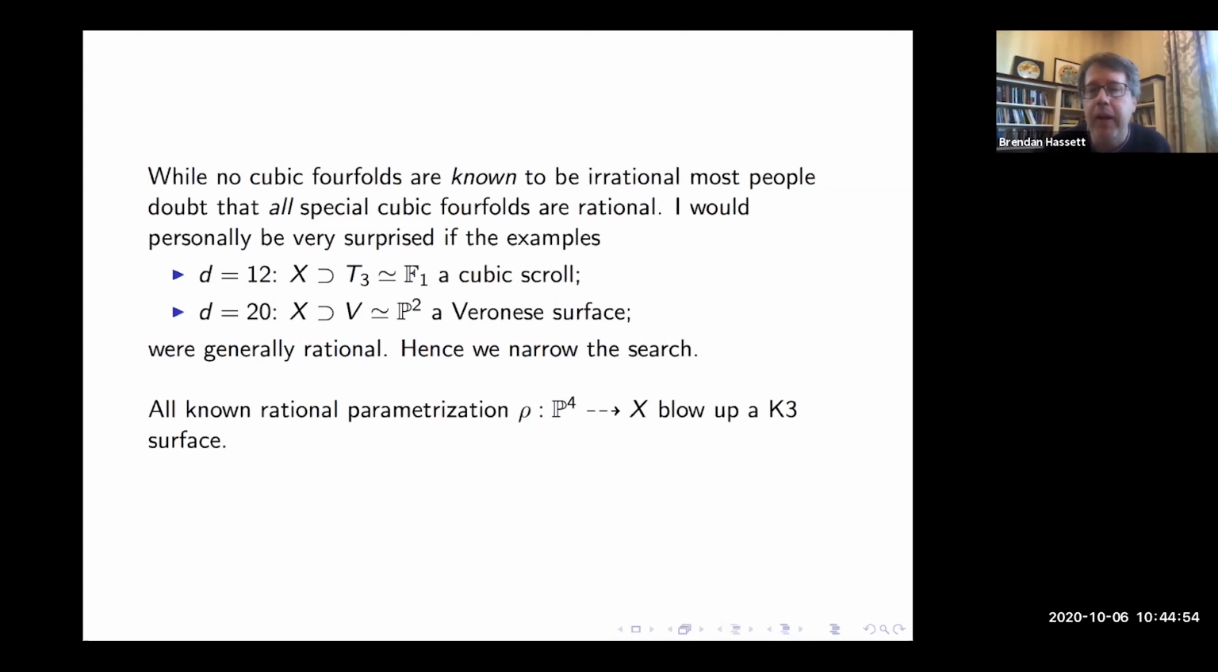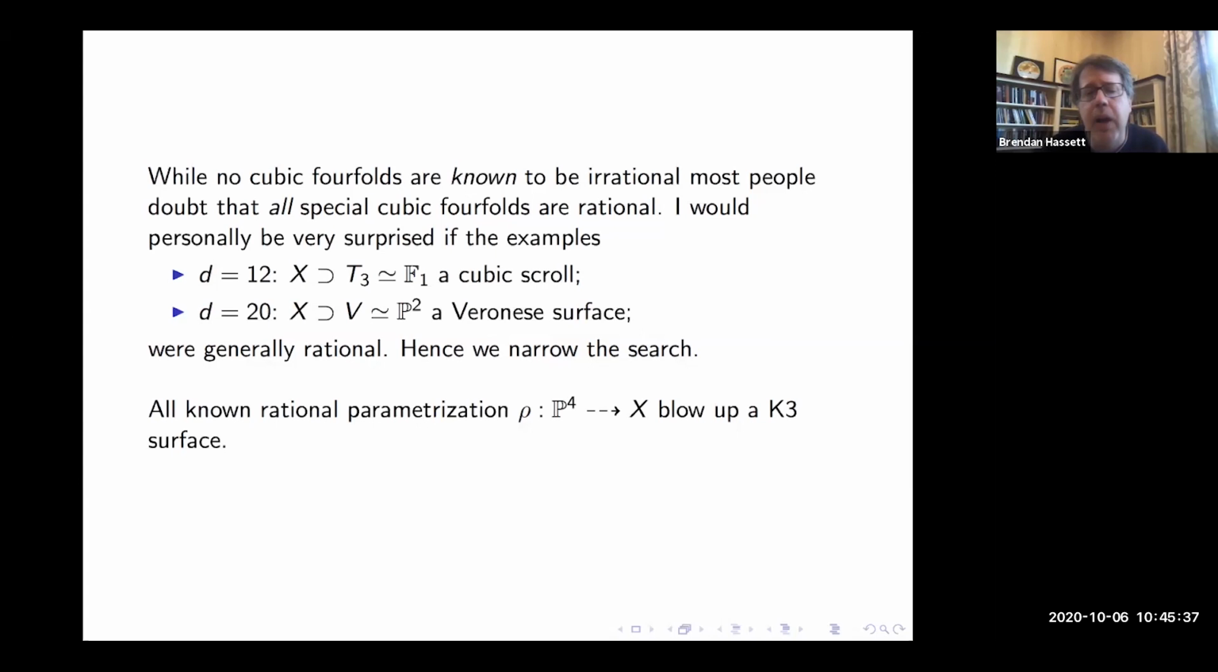So I've spent a lot of time looking for rationality constructions in various cases. For example, if you have a cubic fourfold containing a cubic scroll isomorphic to a Hirzebruch surface F1, or a cubic fourfold containing a Veronese surface, I would be very surprised if these were rational. I've thought long and hard about the surfaces that arise, and it would be exceedingly surprising to me if these turn out to be rational in general.